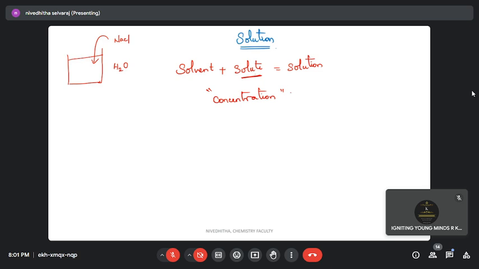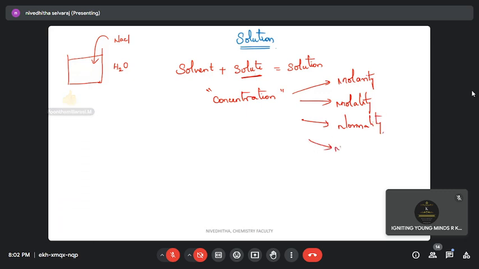Concentration is a way of expressing the quantity of the solute which is present in the solution. So concentration is something from which we can understand how much solute is present in the solution. In chemistry, we have many terms to express concentration. You would be familiar with the terms molarity, molality. Are you familiar with these terms? Yes, ma'am. Normality, mole fraction.